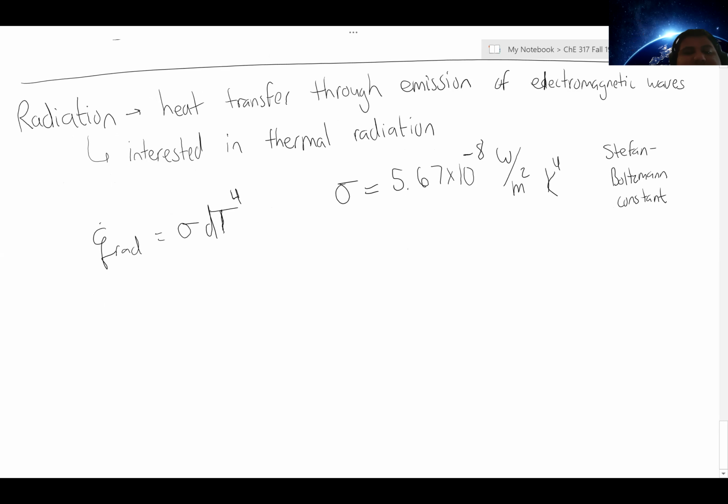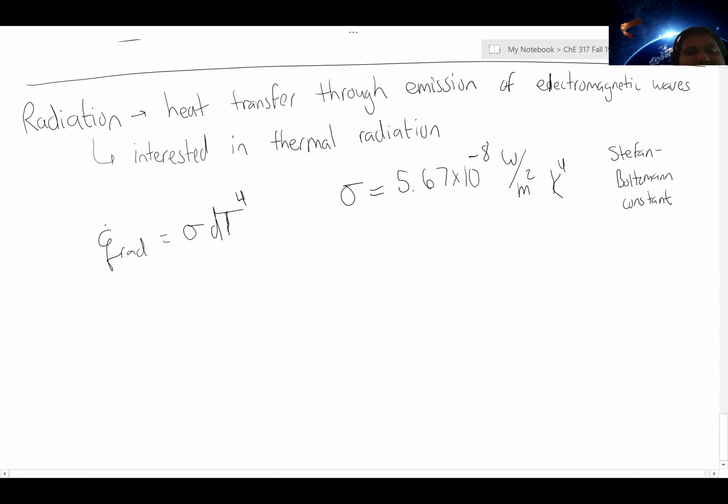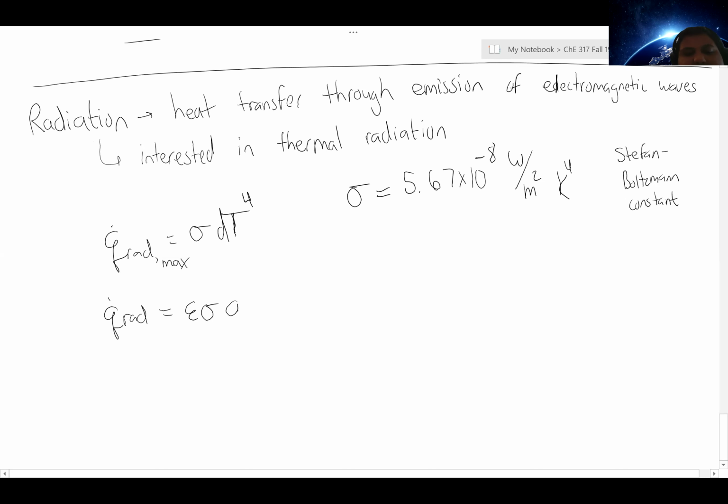And what we find is that this relation, while valid, only designates what we consider to be the maximum radiation that can be emitted by a body. What we have to consider is how it compares to the actual radiation that is emitted by a body, which is given by the addition of another value of interest, epsilon, known as the body's emissivity, which describes an object's ability to emit thermal radiation.